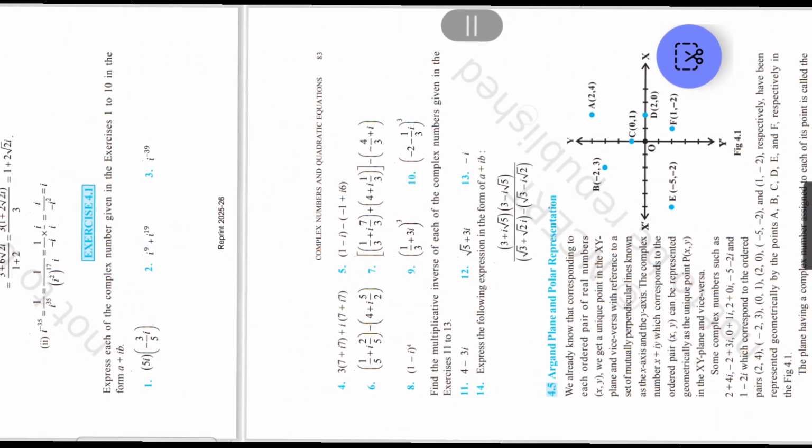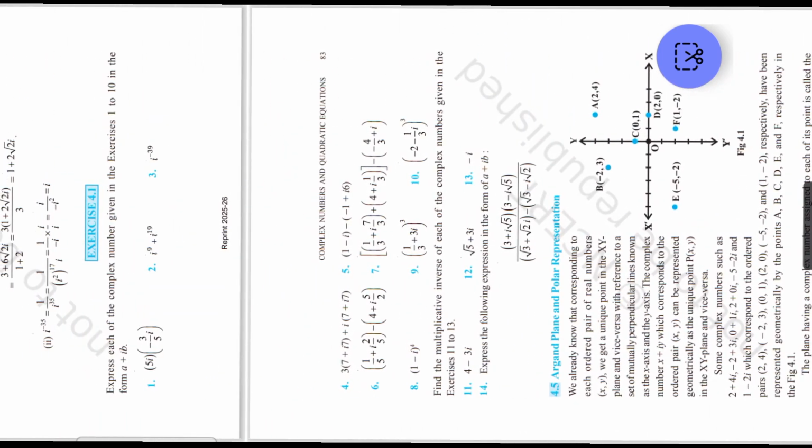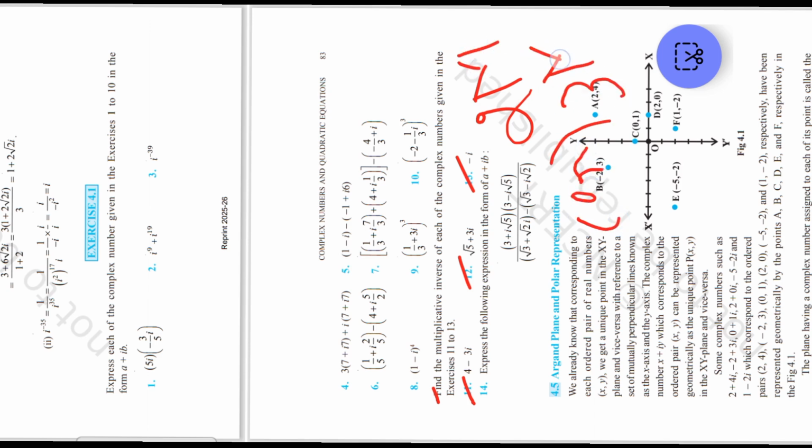So x plus iy, a plus ib, prove that x square plus y square equal to 1. This is a 3 marks question. Find the multiplicative inverse. Sometimes this part is asked for 2 marks and also 3 marks. Sometimes asked for 2 marks or 3 marks.